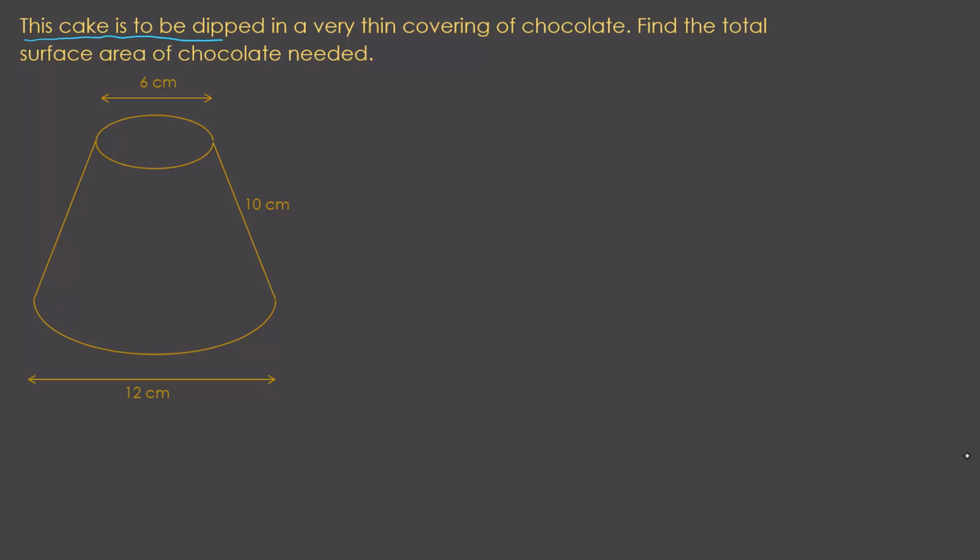This cake is to be dipped in a very thin covering of chocolate. Find the total surface area of the chocolate needed. Well, we can see that it's going to need this circle. There'll be a circle at the bottom as well. And then we're going to need the curved surface. But it's not a full cone.